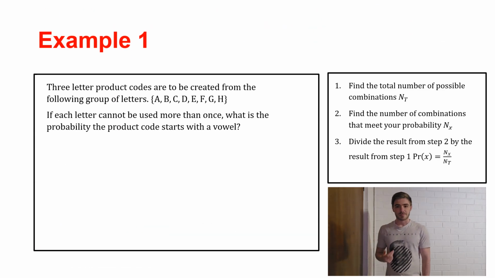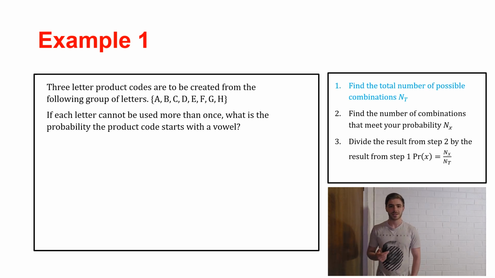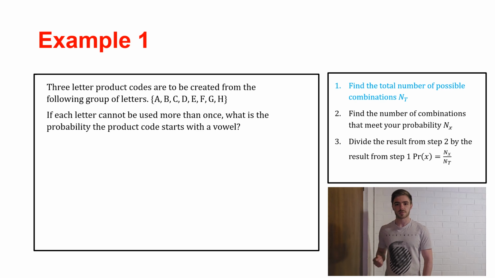Three-letter product codes are to be created using the following group of letters. If no letter can be used more than once, what is the probability that our product code starts with a vowel? Well, if we're following the framework, then the first thing we should do is try to calculate the total number of possible product codes.